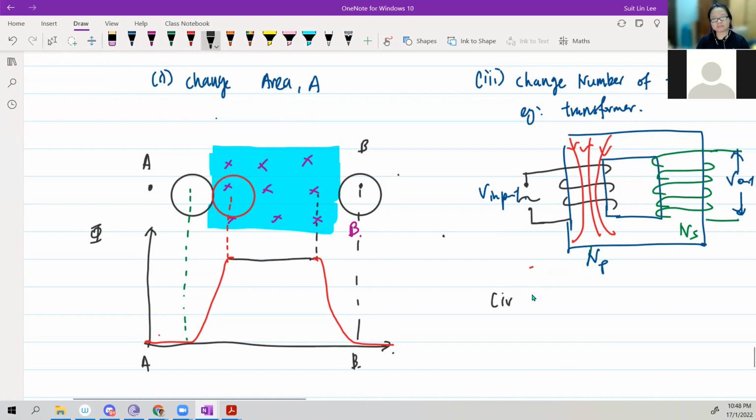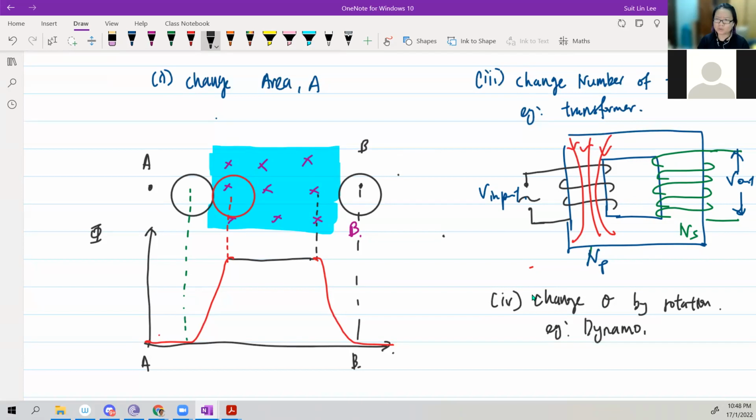And finally, NBA sine theta. So we can change theta. Change theta by rotation. Teacher, who rotates doesn't matter. The magnet can rotate, the coil can rotate, as long as someone rotates. E.g., also learned before in SPM, is called a dynamo. Remember the one with the slip ring, or generator? In SPM you learn two, AC and DC, then you memorize to write for SPM. This one, no need. But I will show you now some examples.